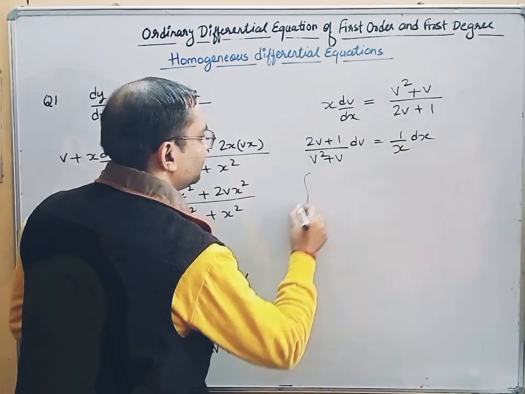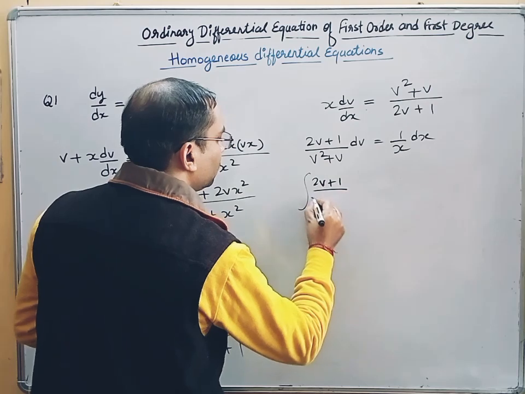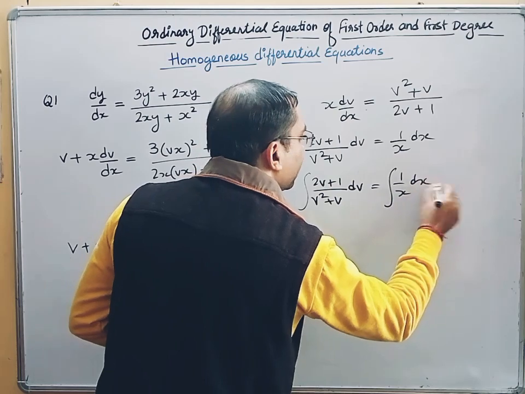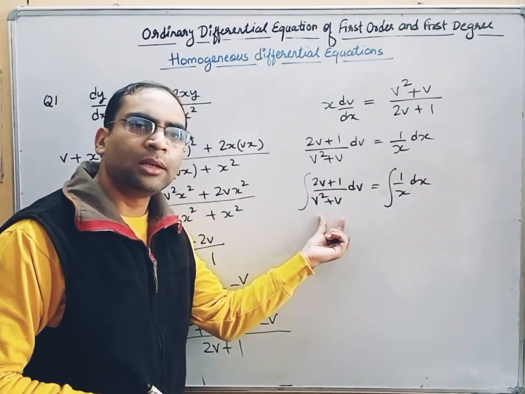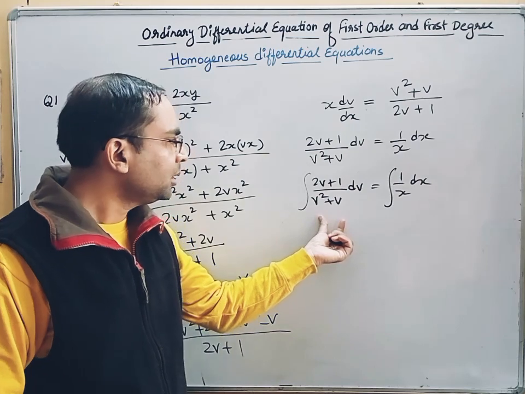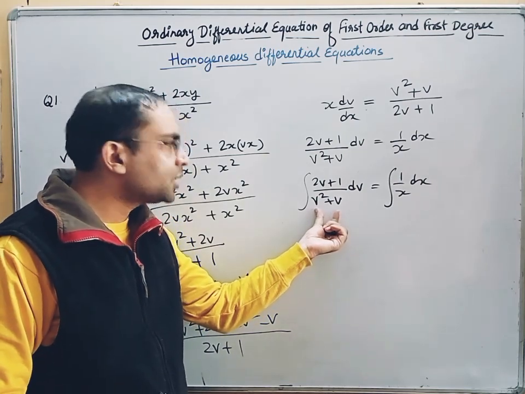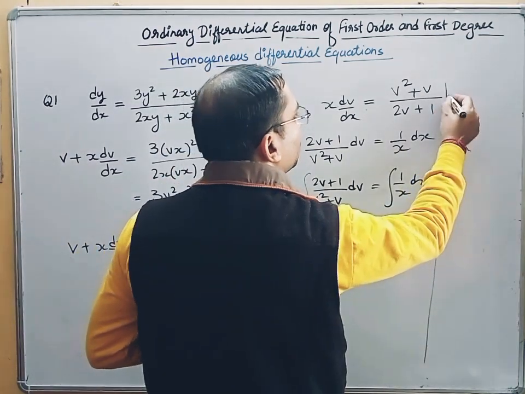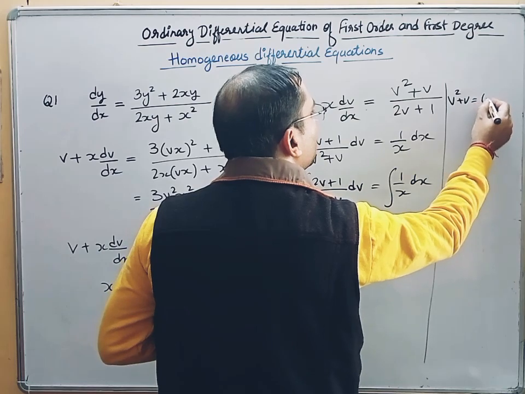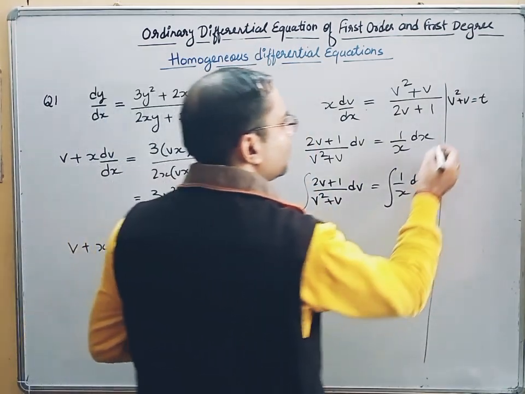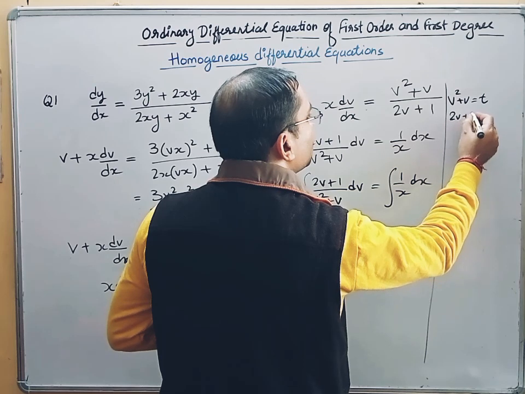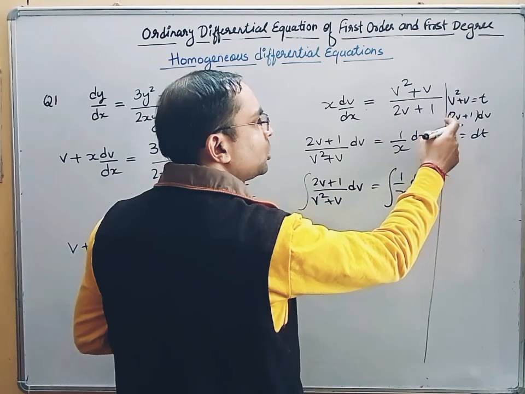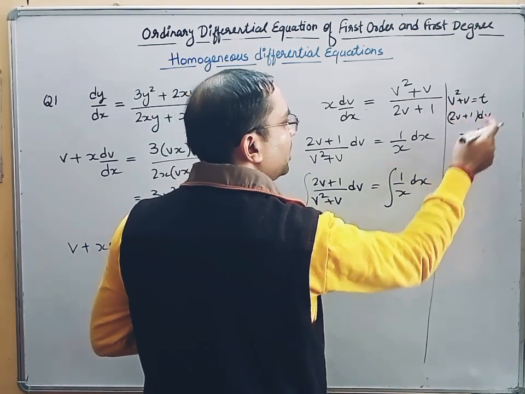So let's solve it. This will be the integral of 2v plus 1 upon v square plus v dv is equal to the integral of 1 upon x dx. On the left hand side, we can solve this using the substitution method. So we'll substitute v square plus v as t, and then we'll differentiate this. So this will become 2v plus 1 dv is equal to dt.